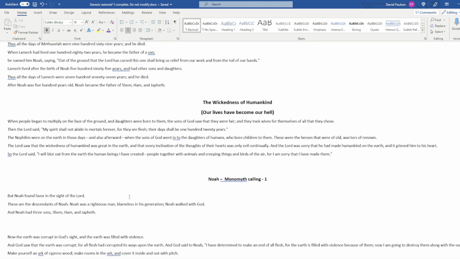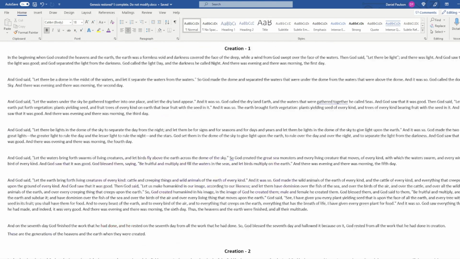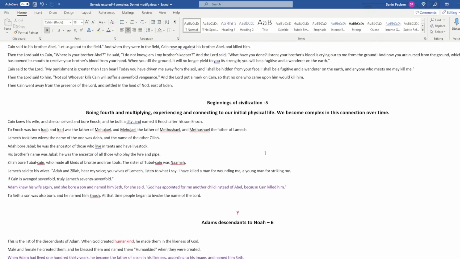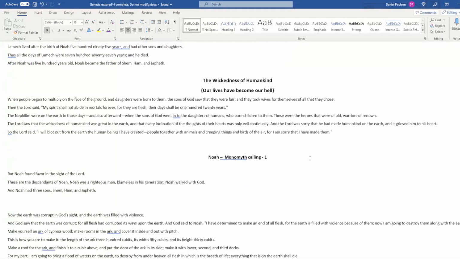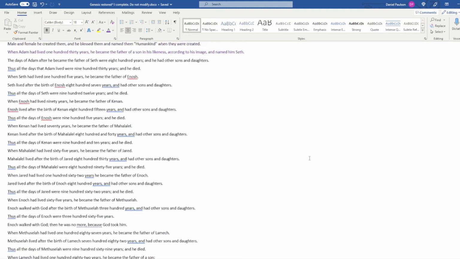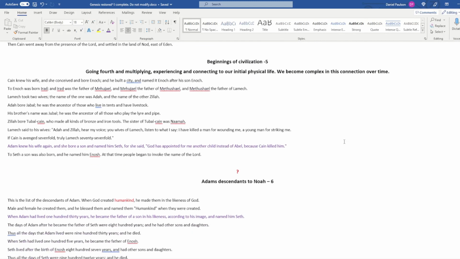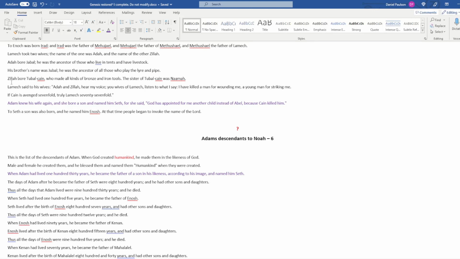The monomyth calling is right there. So everything leading from the first one, creation, down here through our lineage, to the monomyth calling is all a template called creation. And I want to show you something up here. Do you see where this is highlighted purple? At the end of the beginnings of civilization and Adam's descendants to Noah.